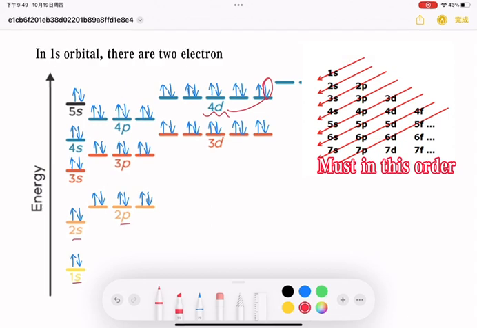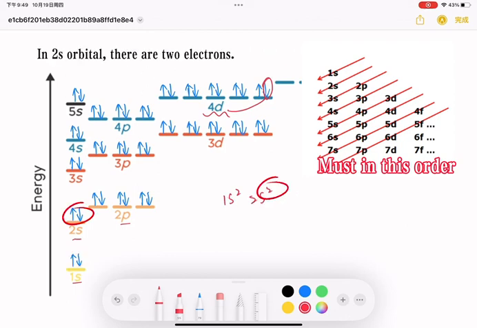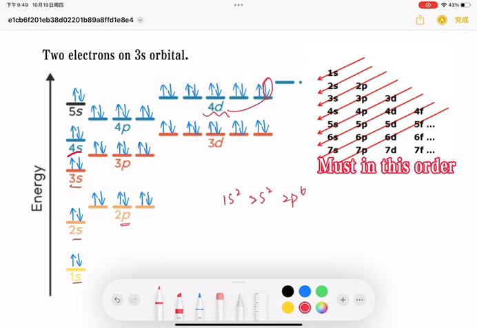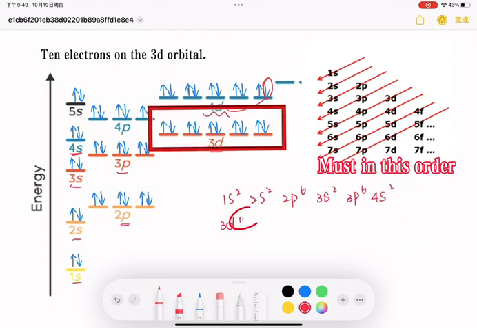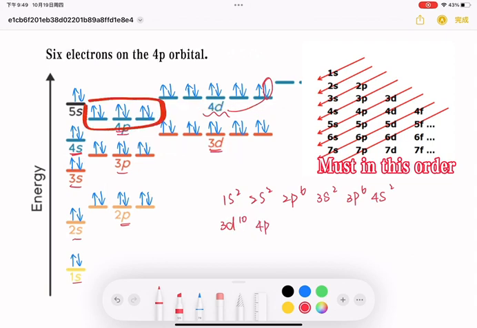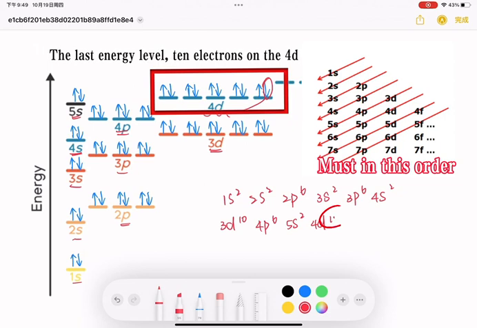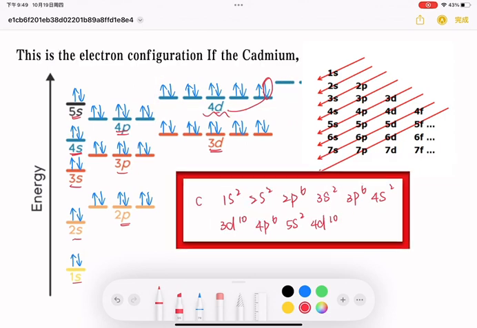In the 1s orbital, there are 2 electrons. In the 2s orbital, there are 2 electrons. There are 6 electrons on the 2p orbital, 2 electrons on the 3s orbital, 6 electrons on the 3p orbital, 2 electrons on the 4s orbital, 10 electrons on the 3d orbital, 6 electrons on the 4p orbital, 2 electrons on the 5s orbital. The last energy level, 10 electrons on the 4d orbital. This is the electron configuration of cadmium, the final answer.